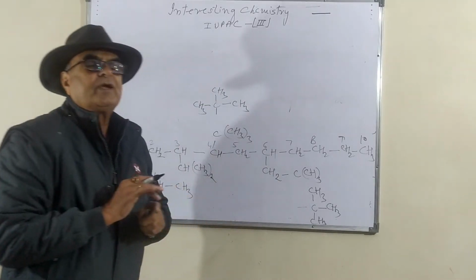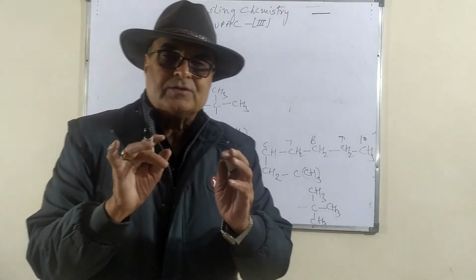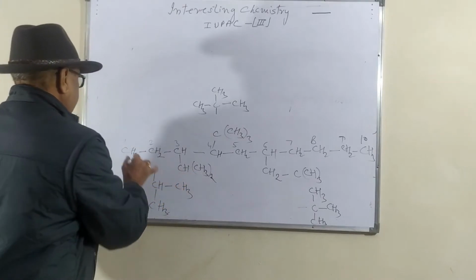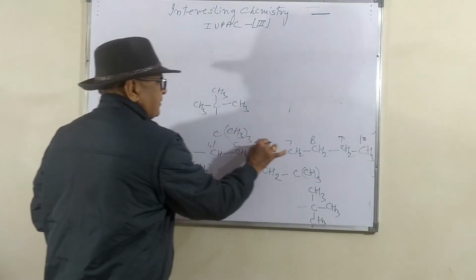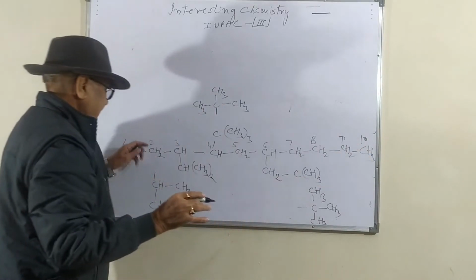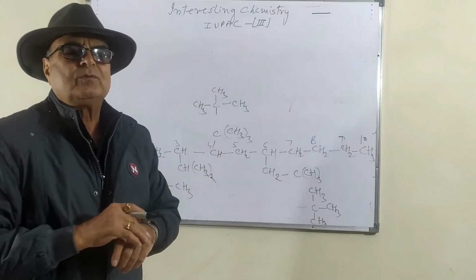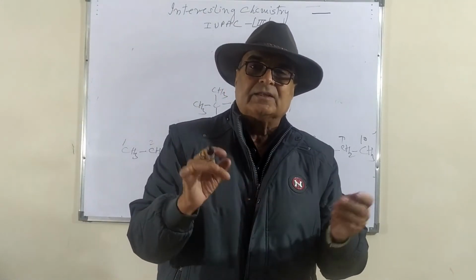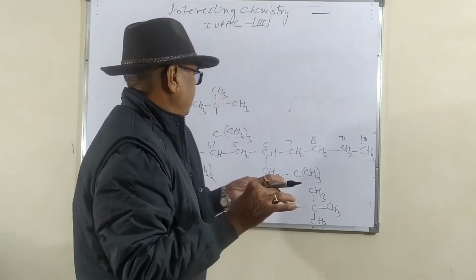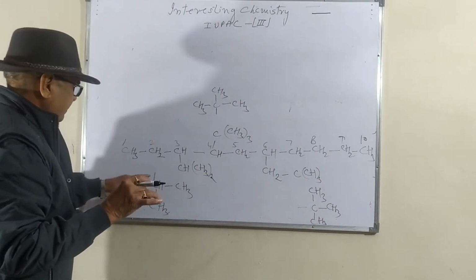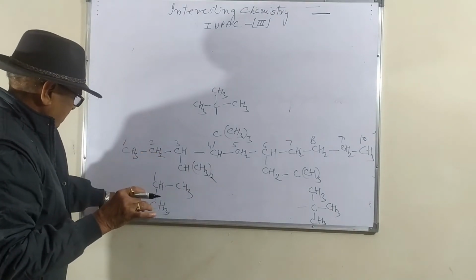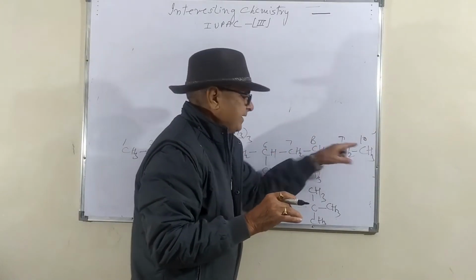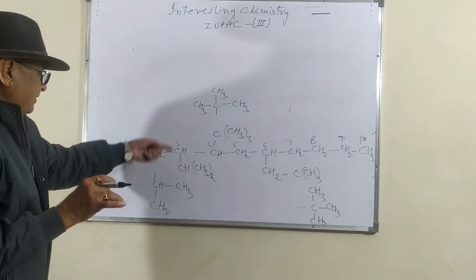So now how will you write? First you should select the longest chain. So how will this longest chain be found? There are 1, 2, 3, 4, 5, 6, 7, 8, 9, 10. There are 10 carbons. The longest chain is 10. But there may be another longest chain. So again count from this. If you count here, this carbon is attached to this. So 1, 2, 3, 4, 5, 6, 7, 8, 9 and 10. So this is also 10 as the longest chain.